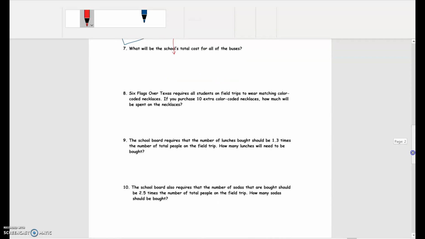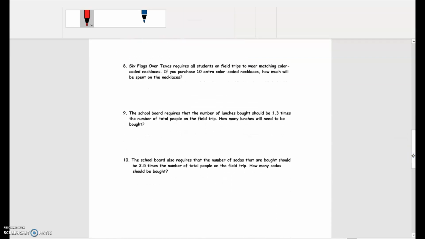Okay, so let's move on to number 8. It says Six Flags Over Texas requires all students on the field trips to wear matching color-coded necklaces. If you purchase 10 extra color-coded necklaces, how much will be spent on necklaces? Okay, so we just need necklaces for the students. If we take that 135 and we need 10 extra, that is going to be 145. That's the number of necklaces that we need.